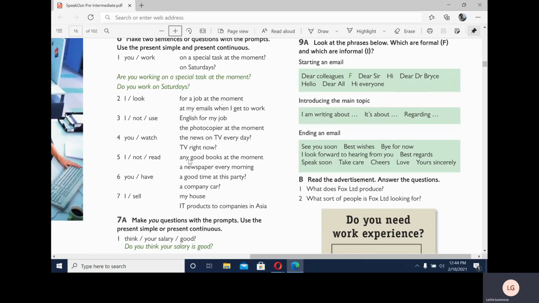Then comes, I'm not reading any good books at the moment, right? We have "at the moment." And I do not read a newspaper every morning.